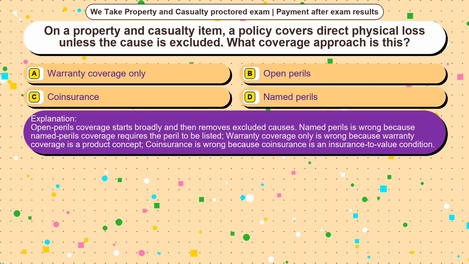Named perils is wrong because named perils coverage requires the peril to be listed. Warranty coverage only is wrong because warranty coverage is a product concept. Coinsurance is wrong because coinsurance is an insurance to value condition.